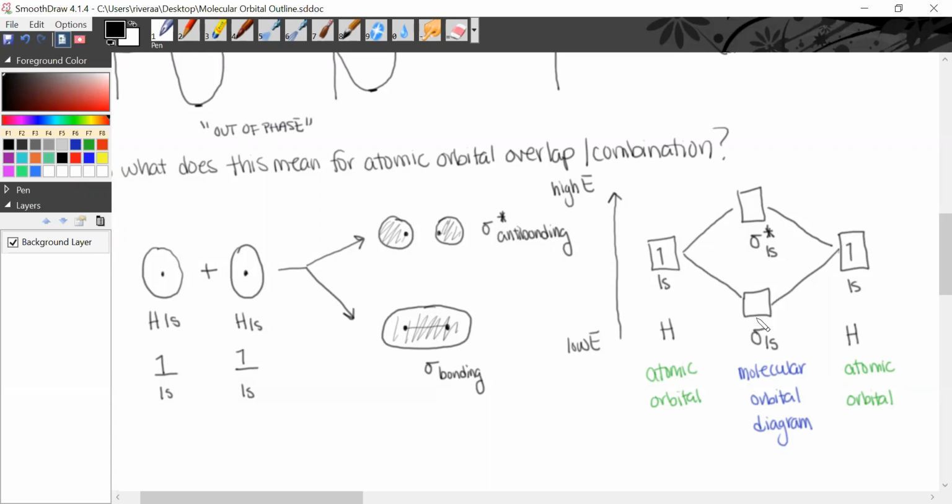So here we go, we have 2 electrons, so we're gonna go 1, 2, and that's it. In the case of the H2 molecule, there are no electrons in the antibonding orbital.